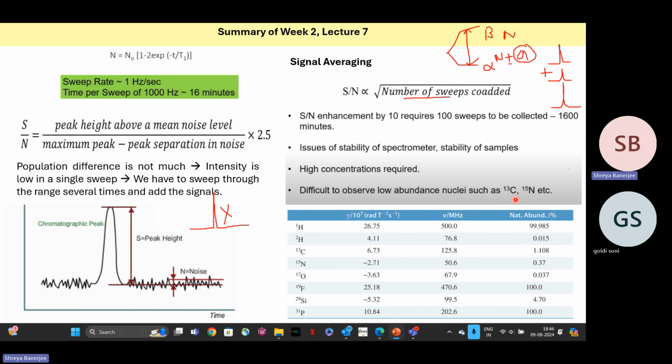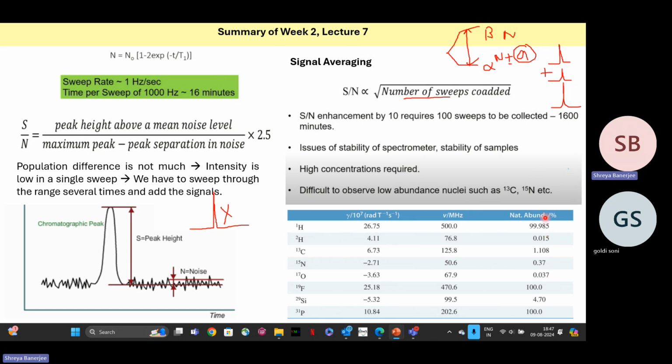And finally, you have nuclei like 13C and 15N, which have very little natural abundance. So you can see 1H has a large natural abundance of 99.9%. So that is not a problem. But in 13C, the abundance is only 1.1%, and in 15N, the abundance is 0.37%. So already you are getting a very small peak because the difference between alpha and beta is low. Now, if the abundance of 13C is also so low, this peak will be even much smaller.